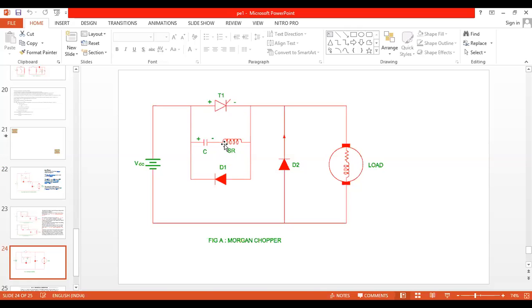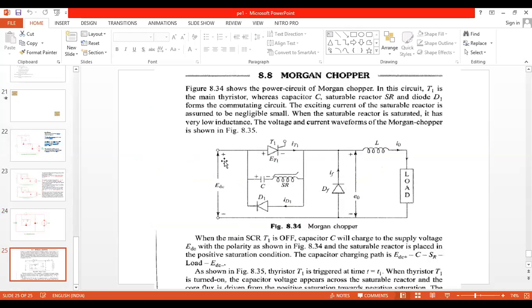Means with very small amount of current entering this saturated reactor or inductor, okay, maximum magnetic field is created. If I am placing ordinary inductor, it takes a certain period of time. It requires certain current to create the maximum magnetic field. But saturated reactors are placed in power electronic circuits with very small current. Maximum current will be created. Okay, that is the meaning here, saturated reactor. And the symbol is also different. We'll see. This is the exact circuit now, all of you.